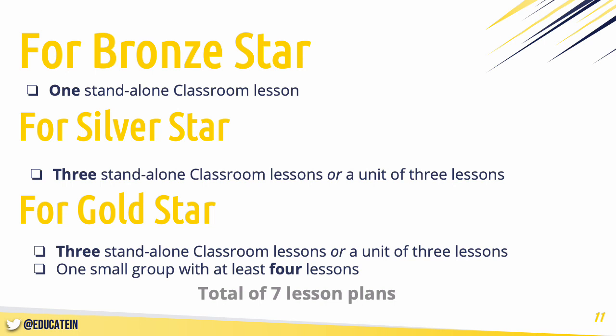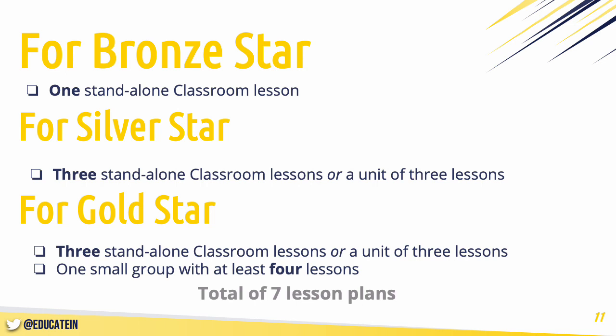3 classroom lessons, either 3 standalone lessons or 3 lessons from one unit for Silver or Gold Star level schools. Gold Star level schools, you will also need to do one small group with at least 4 lessons. This is a total of 7 lesson plans for Gold Star level schools.